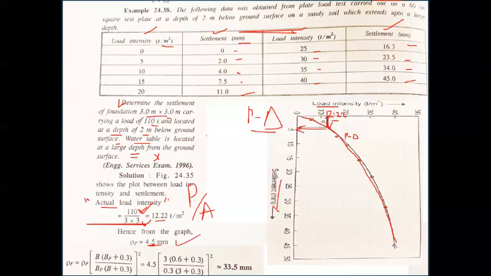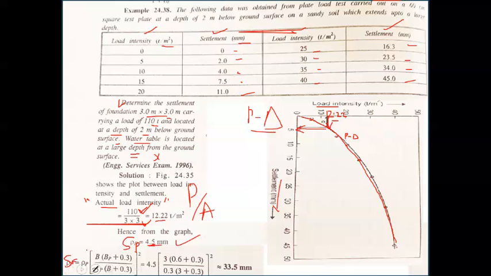This is nothing but the SP value. Here what we are going to calculate is SF, that is the settlement of the footing. SF, or we can write it as delta F also. Delta is the settlement, F is footing, and P is plate.